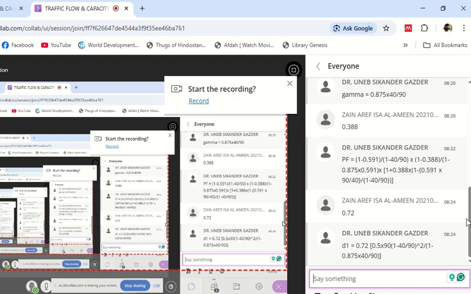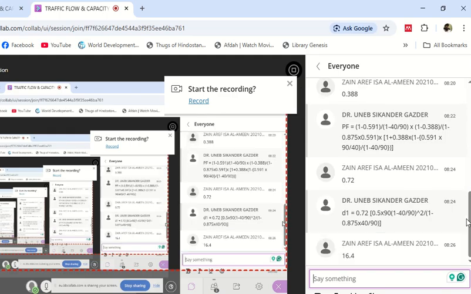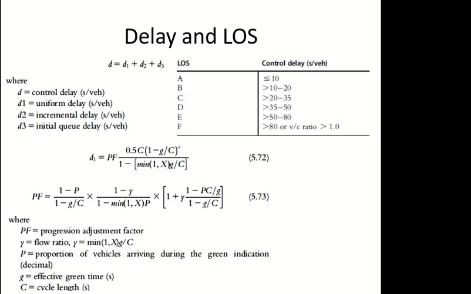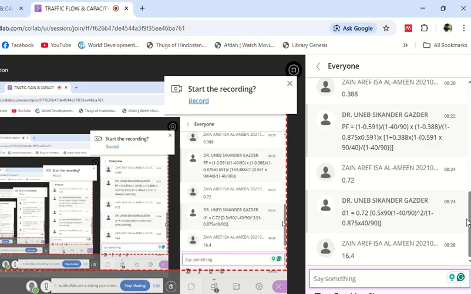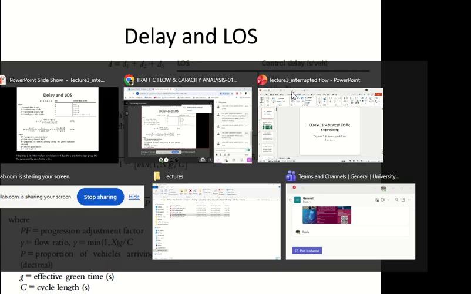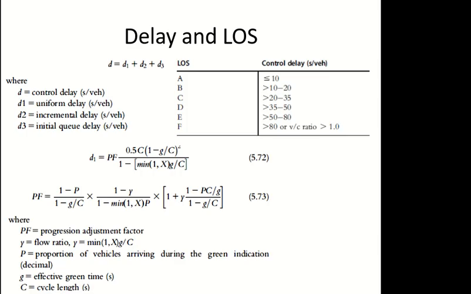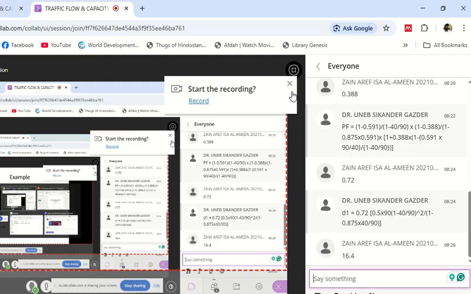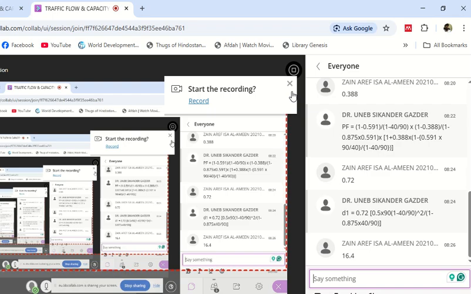Yes, anyone? The delay. Okay, now for this particular lane group, if the delay is 16.4, then we have level of service B. But this is only for this lane group, okay? The same could be done for the entire signal as well, and we will do it later on for the entire signal. Okay, anyone has any questions at this point?